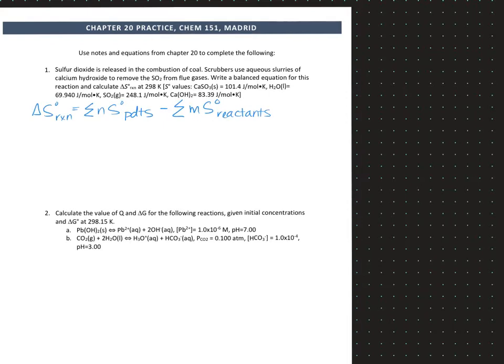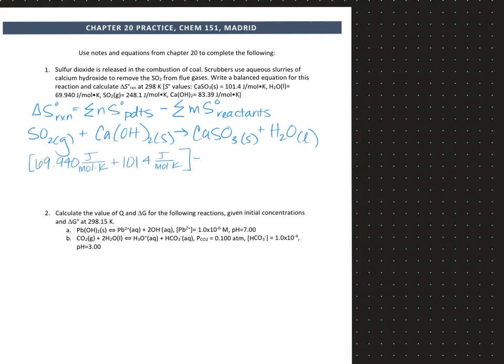All right, first step is I wrote down my equation for calculating delta S at standard state for the reaction, and then I wrote down my balanced reaction between sulfur dioxide and calcium hydroxide, which forms calcium sulfite in water. After that, I wrote down my standard entropy values for my products, which are seen in the brackets above. Subtracted from that my standard entropy values of my reactants.